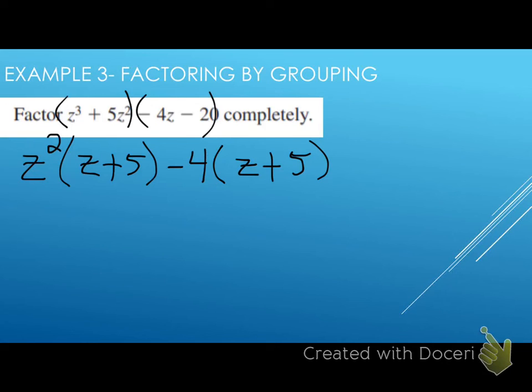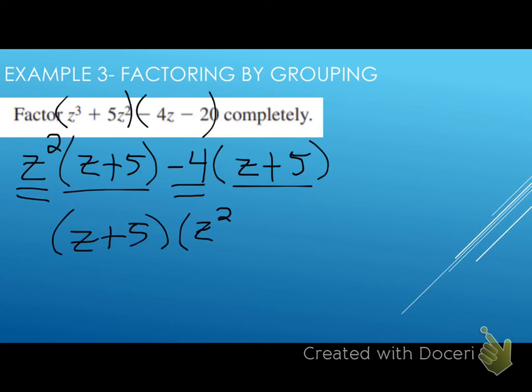Do they both have something in common? What is it? Z plus 5. That's one of my factors when I'm factoring by grouping. What is my other factor? Z squared minus 4. My two GCFs, z squared minus 4. So I now have two polynomials after factoring by grouping: z plus 5, z squared minus 4.